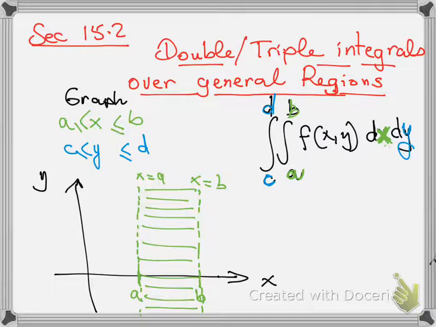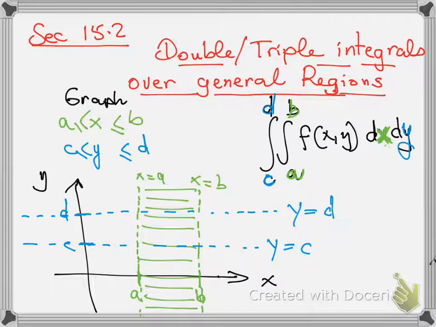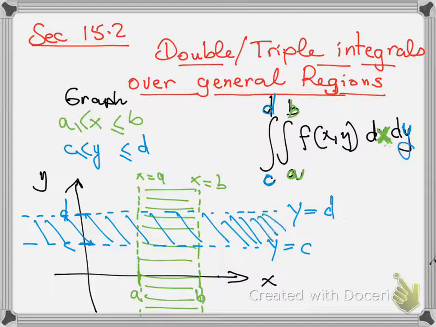Now, when you say y between c and d, so this is c, this is d, so this is the line y equal to c, and this is y equal to d. When you say y between c and d, it means the set of the points between the lines y equal to c and y equal to d. So what would be the intersection of the blue and the green regions? Well, the intersection will be this rectangle here. That will be our rectangle of integration.